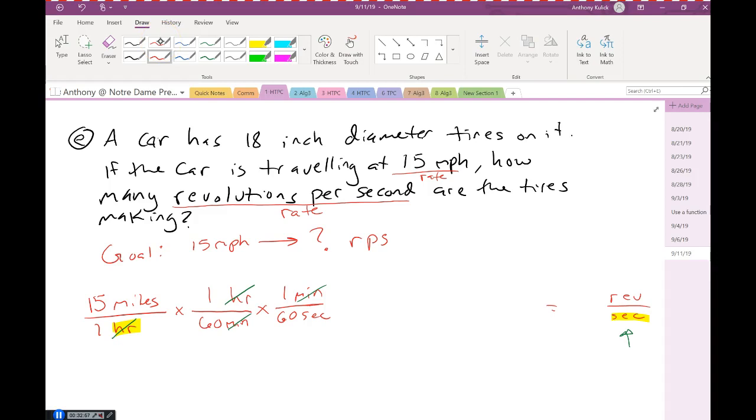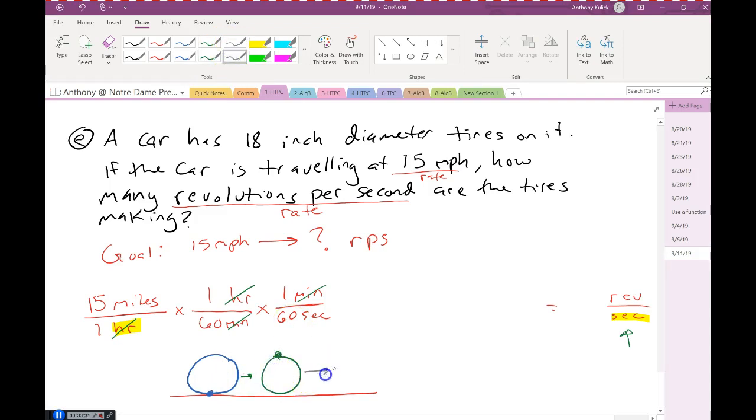The catch here is that we still need to convert miles into revolutions. Maybe it's not entirely clear what the relationship between linear distance and a revolution is, so let's think about this for a moment. Suppose we have a flat surface, and a wheel sitting on that flat surface. We start here, and the wheel turns. Everybody's okay with that?